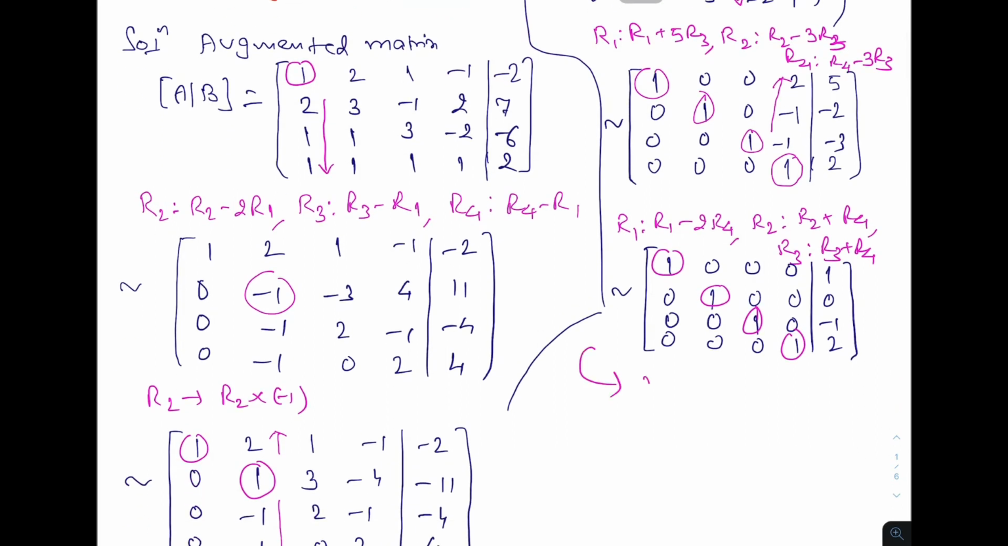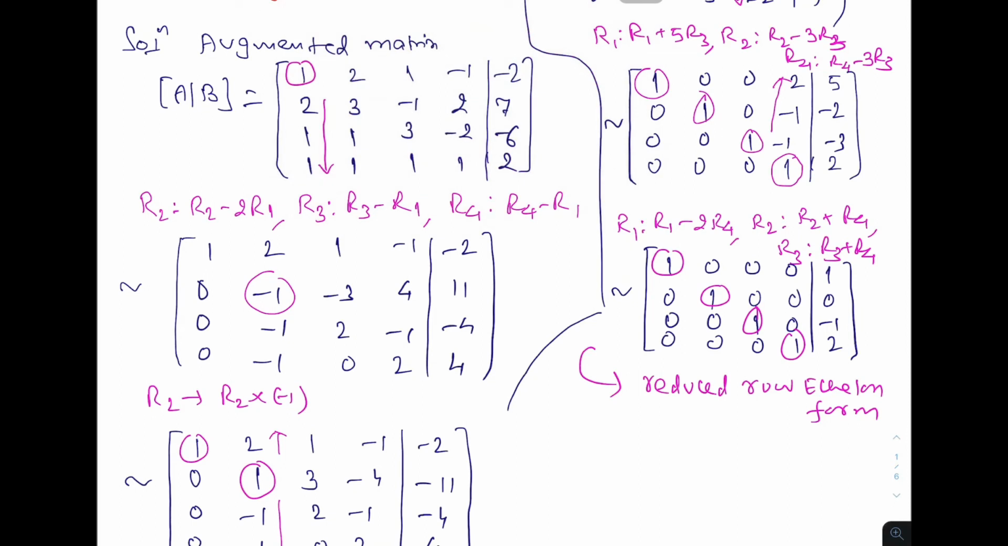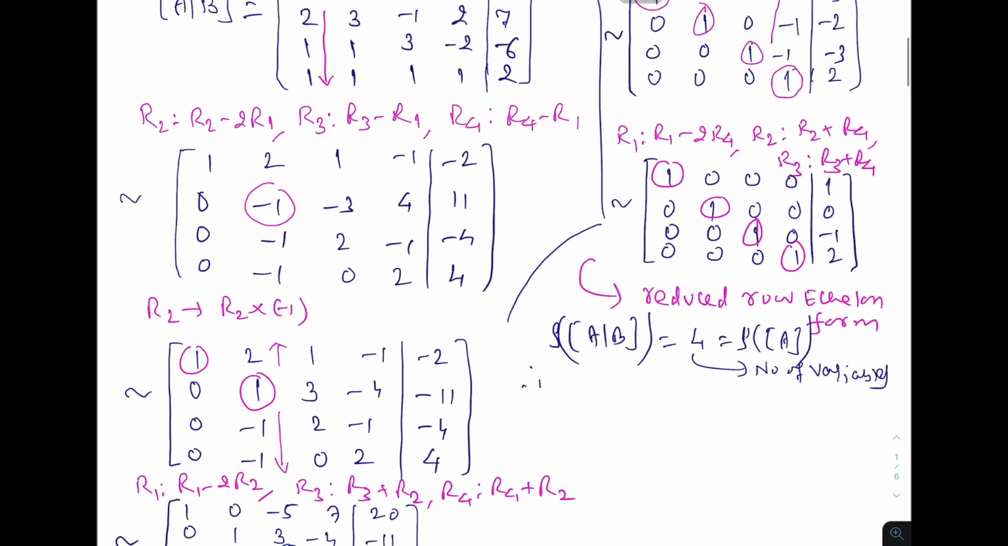So this is now converted into reduced row echelon form. And so from this matrix we can easily conclude the solution. Here the rank of AB is equal to 4 and rank of A is also 4, and 4 is the number of variables. So the system has a unique solution.